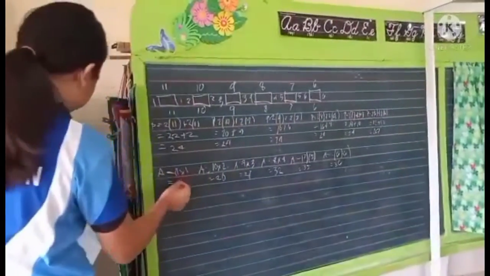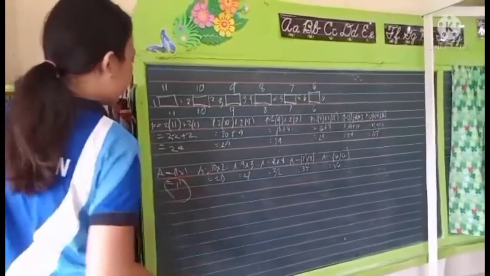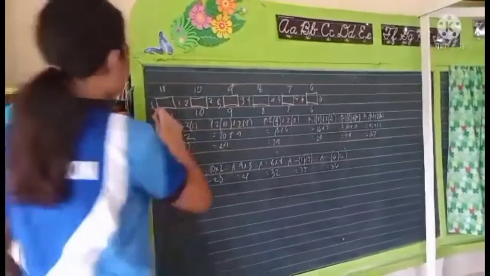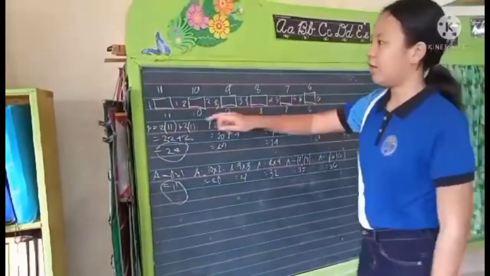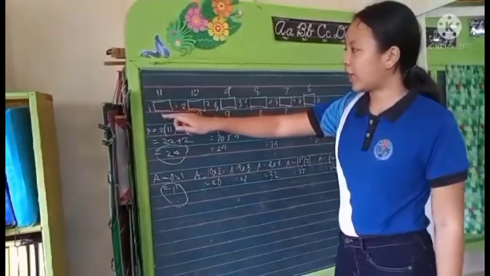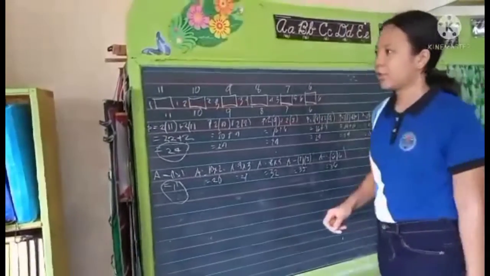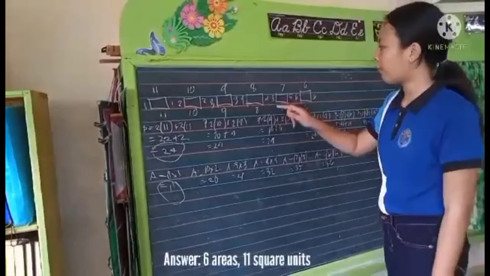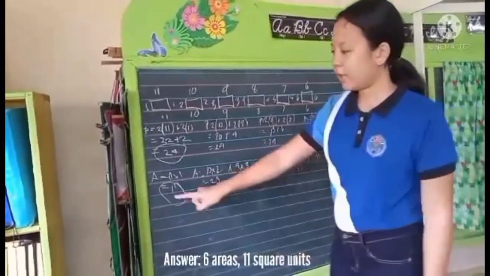So ito po yung square. Then ito naman po yung kabuuan. Ngayon, na-substitute po natin siya. Yan po yung mga area niya. Sa 24 is 4 sides and 6 square, which is, the answer is 6 areas, 1, 2, 3, 4, 5, 6. Then, the smallest is 11 square units.